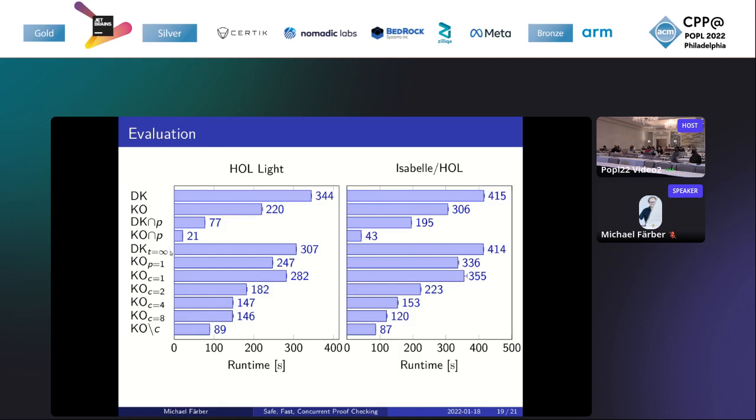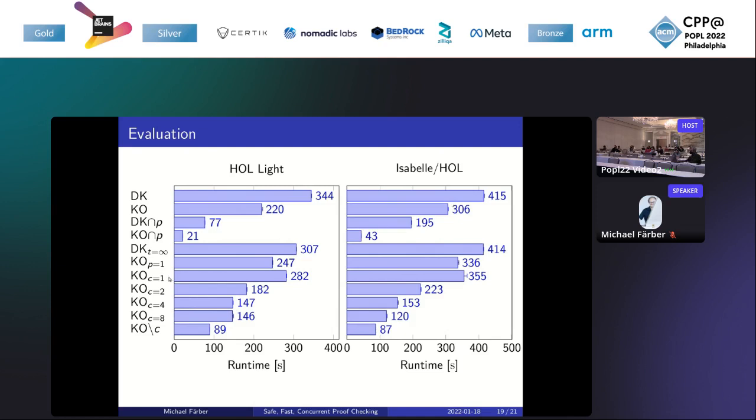Next, I evaluate the performance of concurrent verification of theories in Dedukti. Here we see that this increases the performance compared to sequential Dedukti. However, even with this concurrency, Dedukti remains slower than sequential Kontroli. Next, I show the performance of concurrent parsing in Kontroli. We see that this is slower than sequential Kontroli for both datasets.